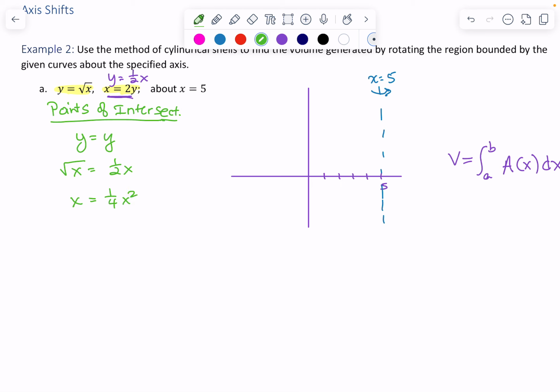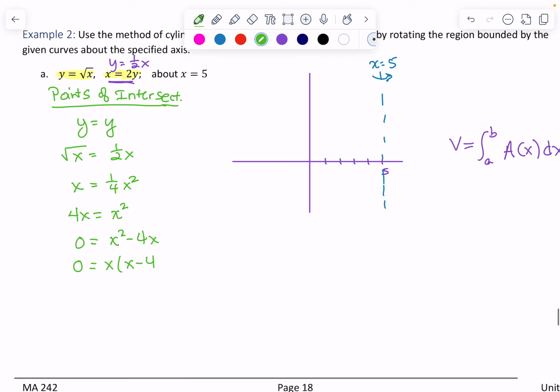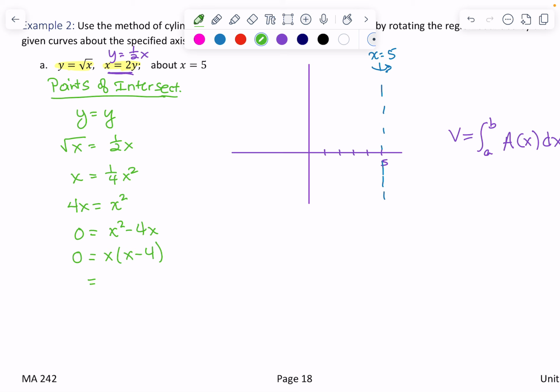I'm going to multiply the 4 across: 4x is equal to x squared. Move everything to one side. I get 0 is equal to x squared minus 4x, and if I factor out an x, I get x times x minus 4. So I get x equals 0 or x equals 4 for my points. All right, so I know I have points of intersection at x equals 0 and x equals 4.